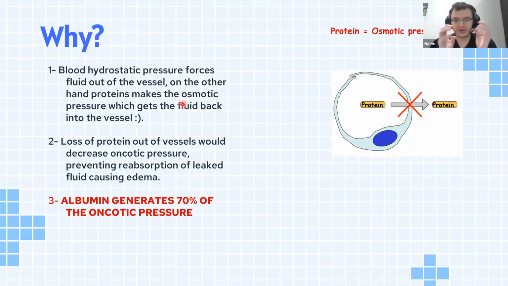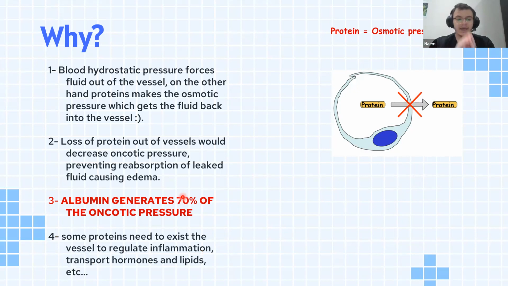We said that protein creates the oncotic pressure, right? Now, the main protein that leads to the oncotic pressure is a protein that we call albumin. It basically generates almost 70% of the oncotic pressure. Yes, you guys need to know this number. Dr. Abdijab will ask about albumin, about this percentage. So please make sure you know this. Albumin generates 70% of the oncotic pressure in the blood vessel.